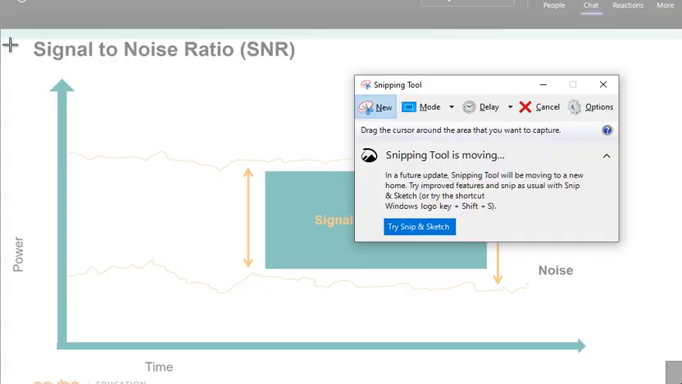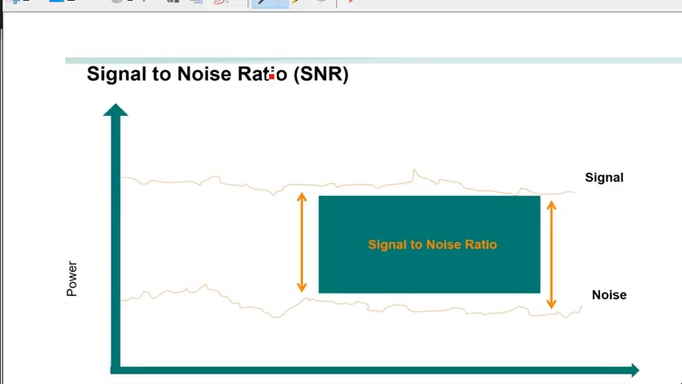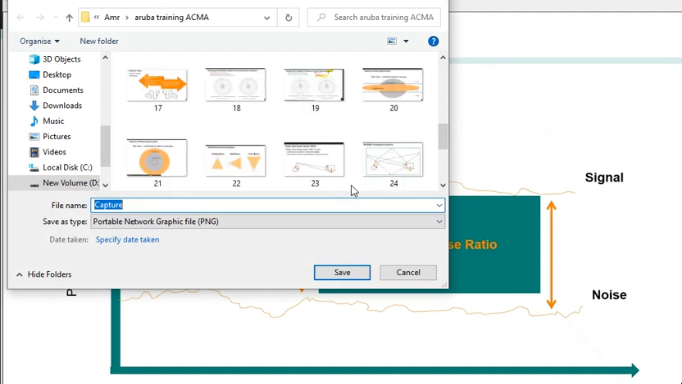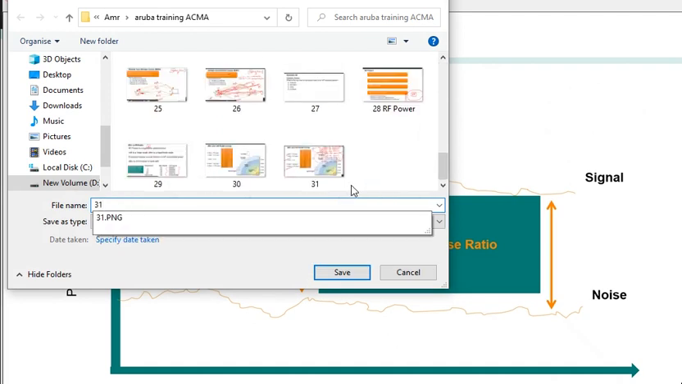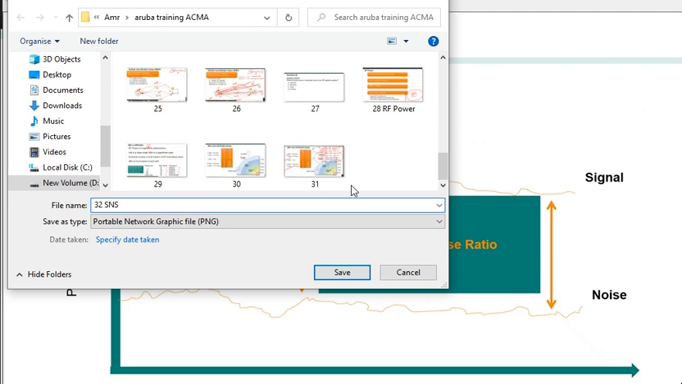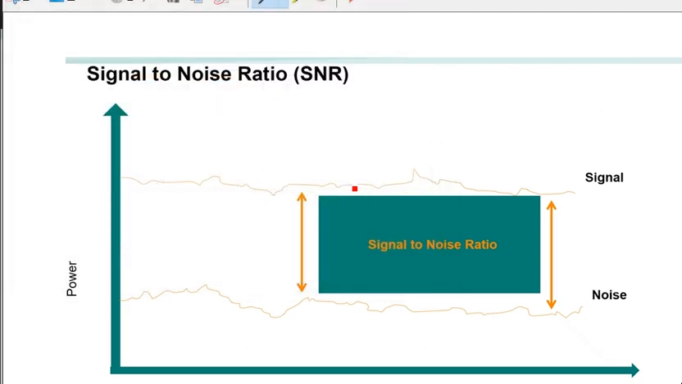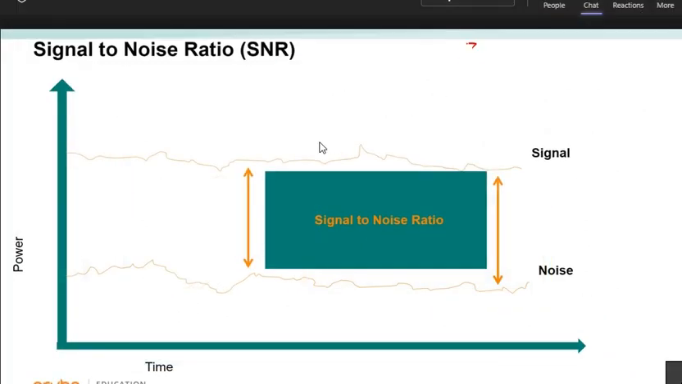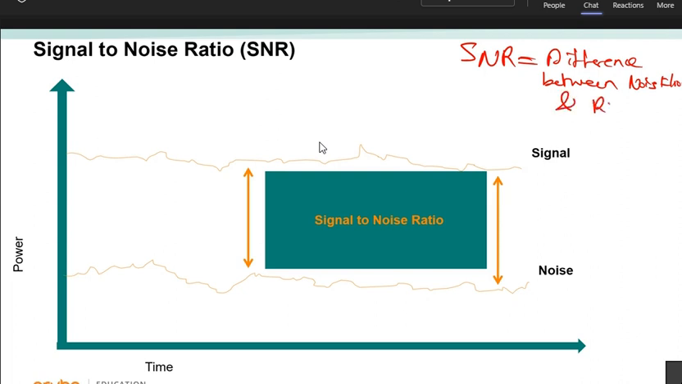Next is your signal to noise ratio. Now what is this? Like I told you, SNR is used to evaluate the quality of the signal, as simple as that. But there is a way in which we can calculate your signal to noise ratio. How do we calculate it? It is the difference between your noise floor and RSSI.